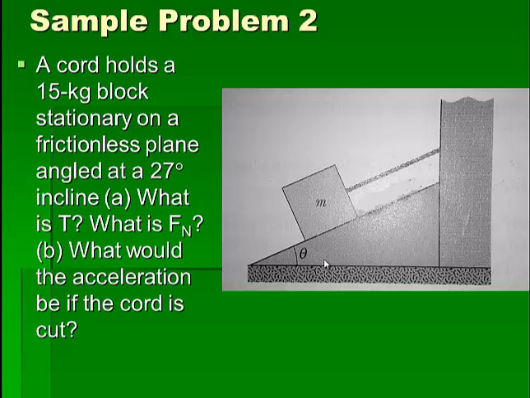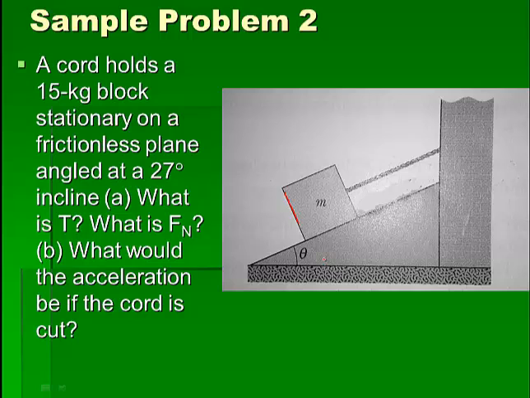Alright, here's sample problem 2. A cord holds a 15 kilogram block stationary on a frictionless plane angled at 27 degrees. What is T? What is Fn? What would the acceleration be if the cord is cut?